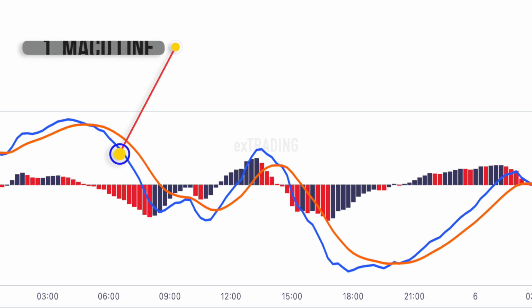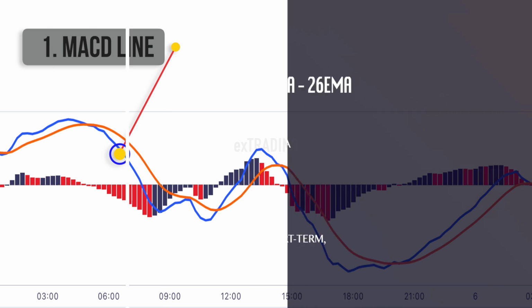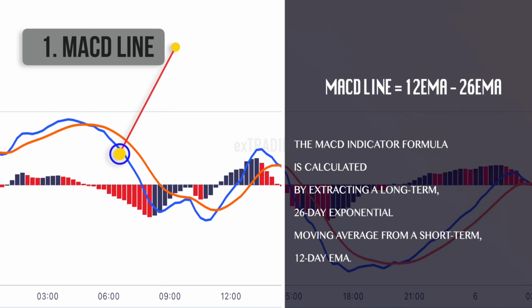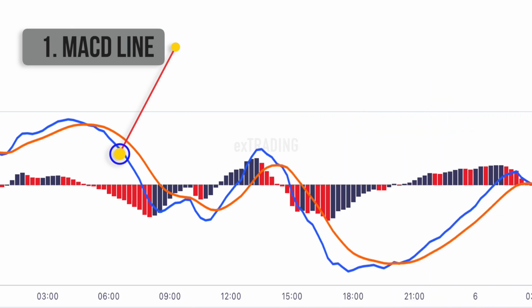1. The MACD line. The fastest moving average, it is the short-term exponential moving average. The MACD indicator formula is calculated by subtracting a long-term, 26-day exponential moving average from a short-term, 12-day exponential moving average. MACD line is equal to the 12-day exponential moving average minus the 26-day exponential moving average.